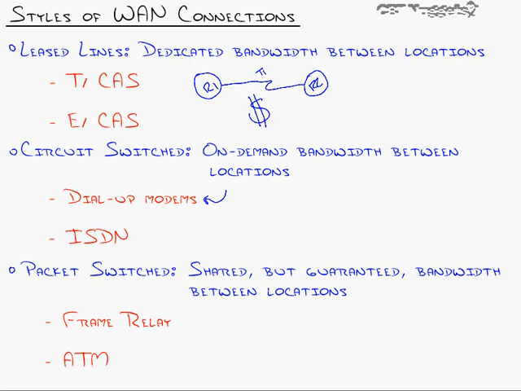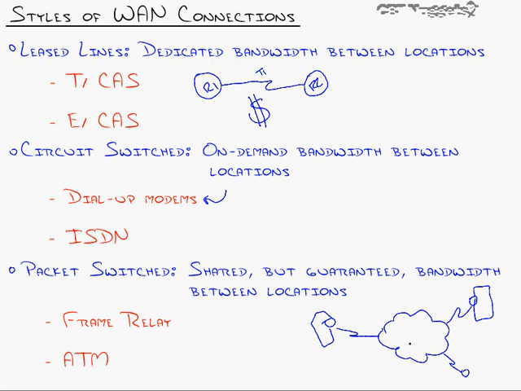Now the last one down there is packet switched. That one is the current darling of the industry. It's considered shared but guaranteed bandwidth between locations. Usually when you're talking about a packet switch connection, you'll see a cloud in the picture, and you'll see some routers kind of dangling off that cloud, something like that. You know, maybe offices up here, maybe that's Arizona, Texas, and so on.